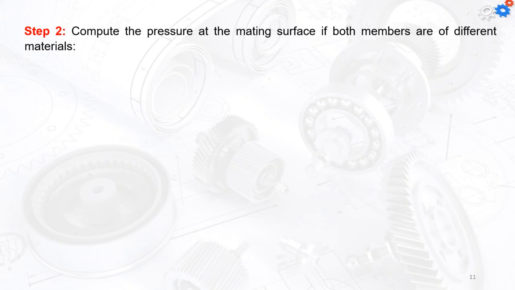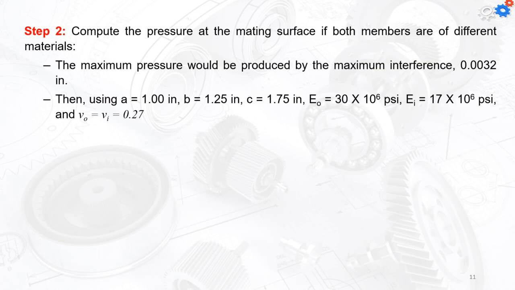Now we are going to compute the pressure at the mating surface, where both members are from different materials. So the maximum pressure will be produced by the maximum interference, which is 0.0032 inches. Then using A to be 1 inch, B is 1.25 inch, C is 1.75 inch, and the modulus of elasticity for the steel to be 30 multiplied by 10 up to 6 psi. And for the bronze bushing, it is going to be 17 multiplied by 10 up to 6 psi.